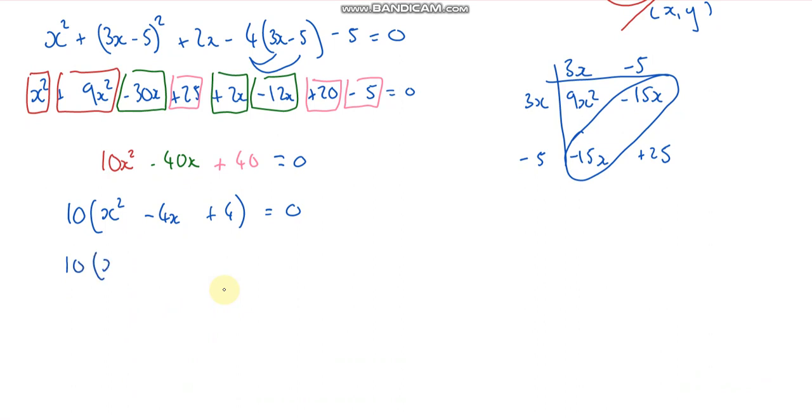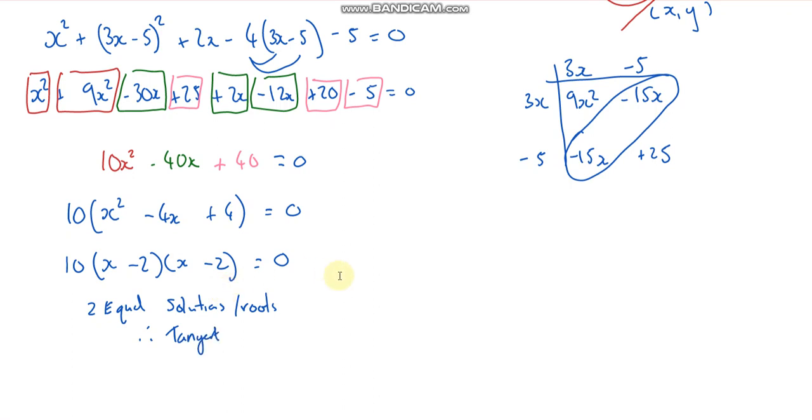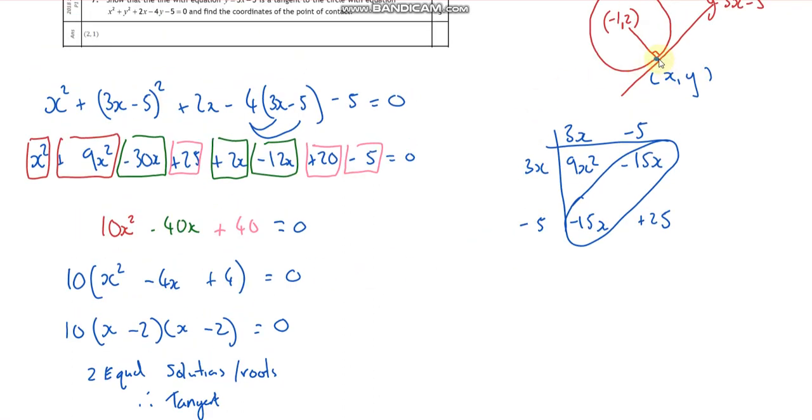So I'm going to end up with x take away 2 is equal to 0. I have got two equal roots, two equal solutions to this. Two equal solutions, two equal roots. Therefore, it's a tangent. Because if you look at this, a tangent only touches at one spot.